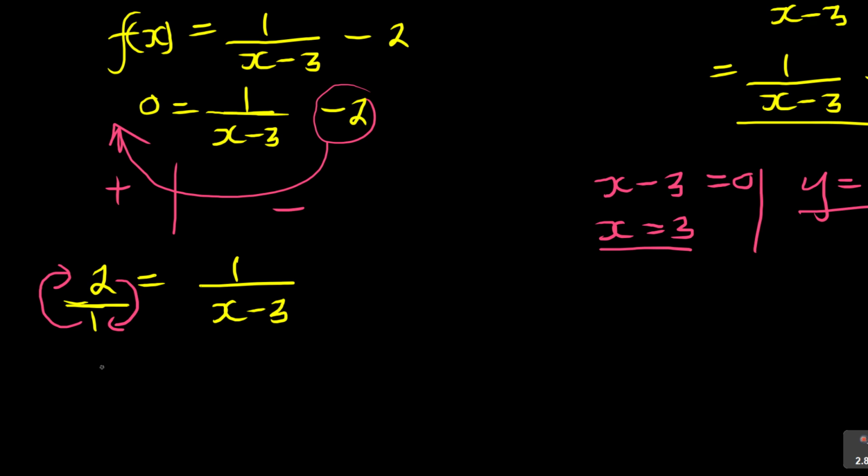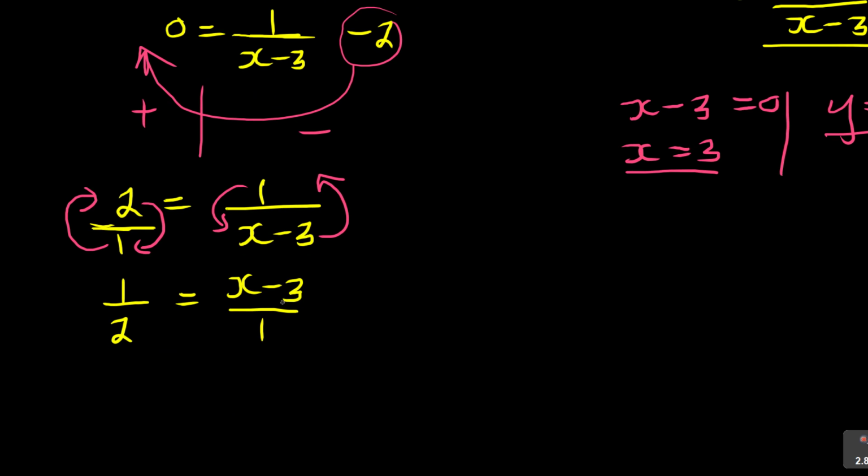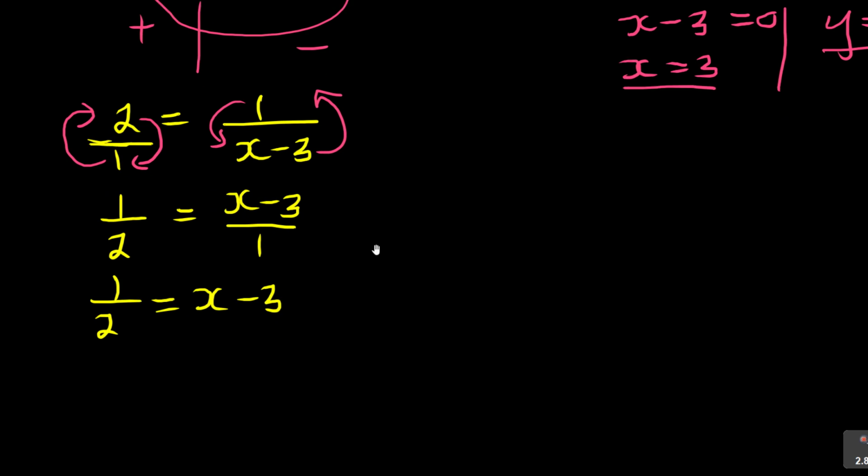What will I have? I will have 1 over 2 is equal to, what you do on the left, you do on the right. Take that to the top, take that to the bottom. So I will have what? X minus 3 over 1. This becomes much better. But anything over 1 is simply x minus 3. So I've got 1 over 2 is equal to x minus 3. Now, almost done.